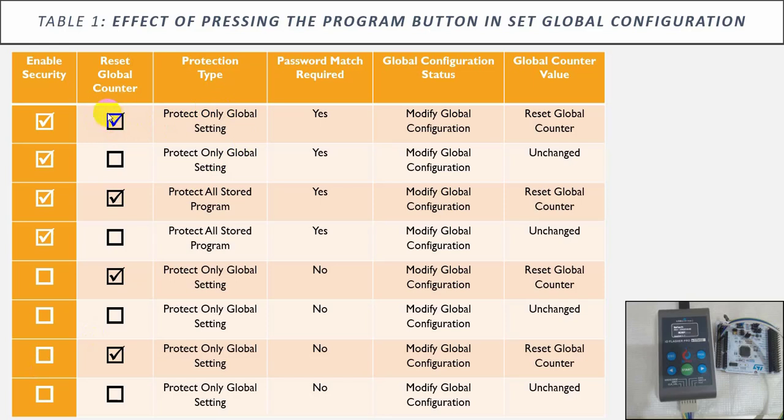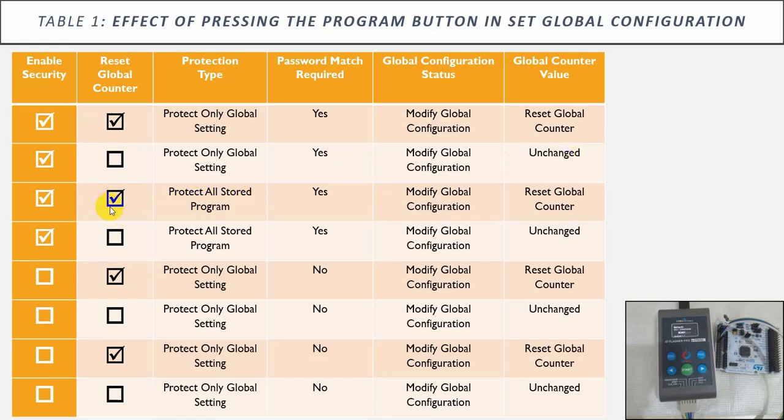Then if you select reset global counter, and you keep the protection type as protect only global settings, then whenever you are modifying it, you will need the password, it has to match, and this will modify only the global configuration, and this will reset the global counter to 0. So if you have programmed some chips earlier, and let's say you have programmed 100 chips, and you do this programming again, your counter of 100 will become 0. Similarly, if you don't reset, then the programming counter will remain unchanged.